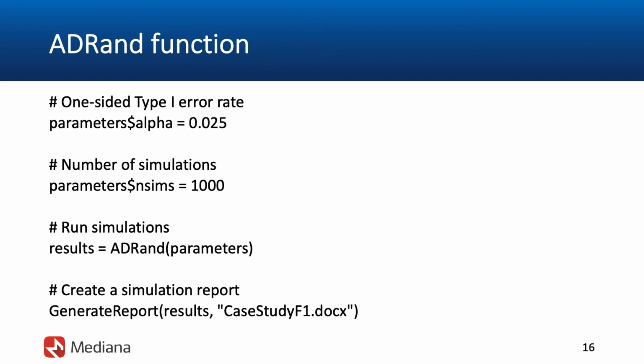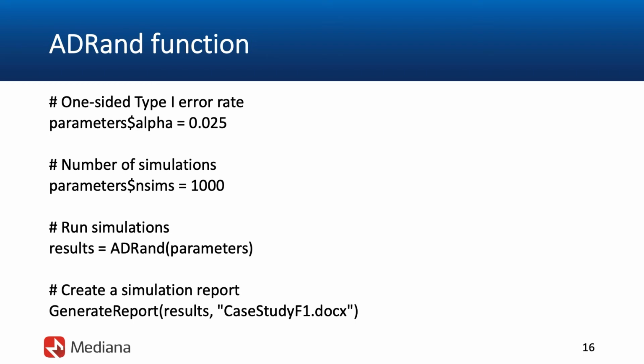There are only 2 more parameters that need to be specified. The first one is the one-sided type 1 error rate, or the alpha. It is going to be set here to 0.025 or 2.5%, which obviously corresponds to a 2-sided 5% significance level. We're going to set the number of simulations, because we're going to rely here, of course, on simulations to assess key operating characteristics of the proposed adaptive design. We are going to run 1000 simulations. Now we're done with all of the specifications.